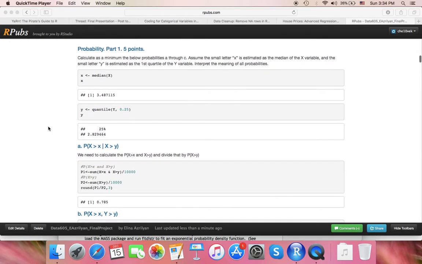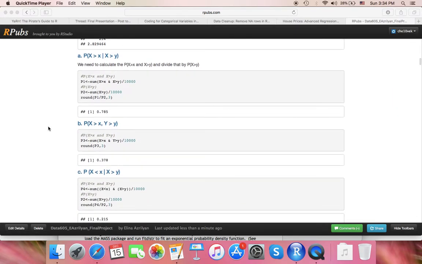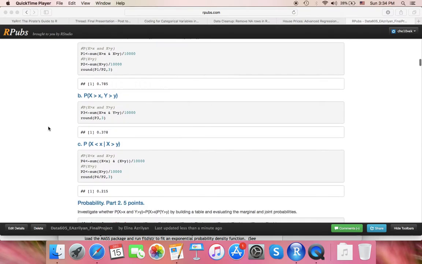Then I calculated the median of big X and the 25th percentile of Y, and did various calculations of probabilities. So here are the details, part A, B, and C.